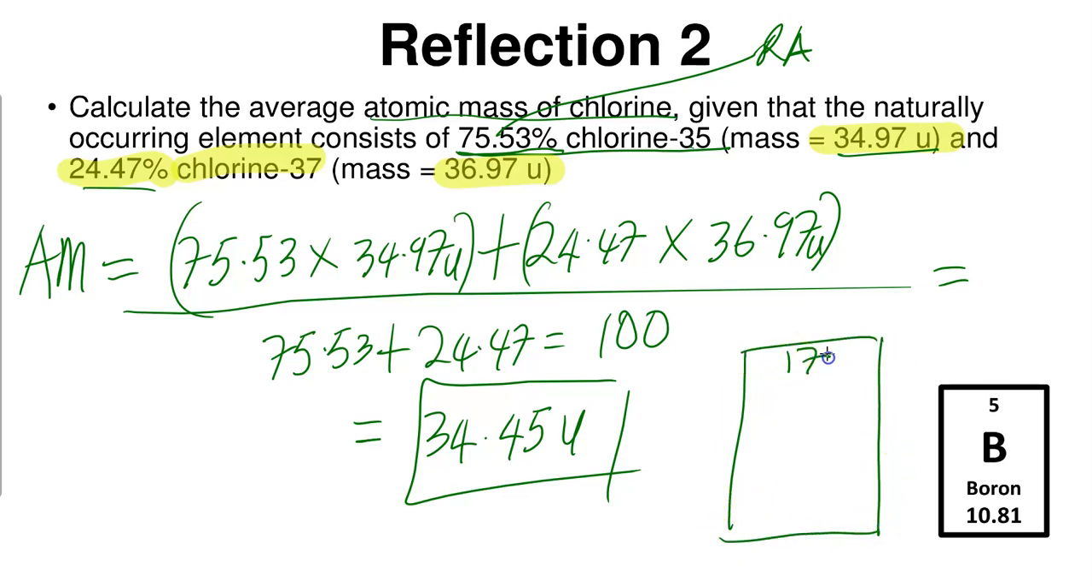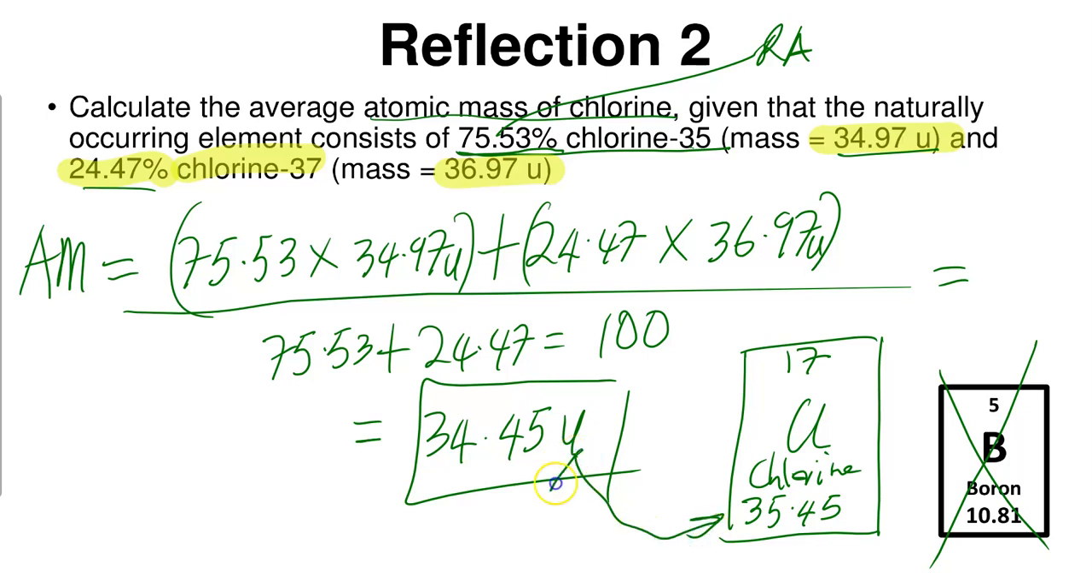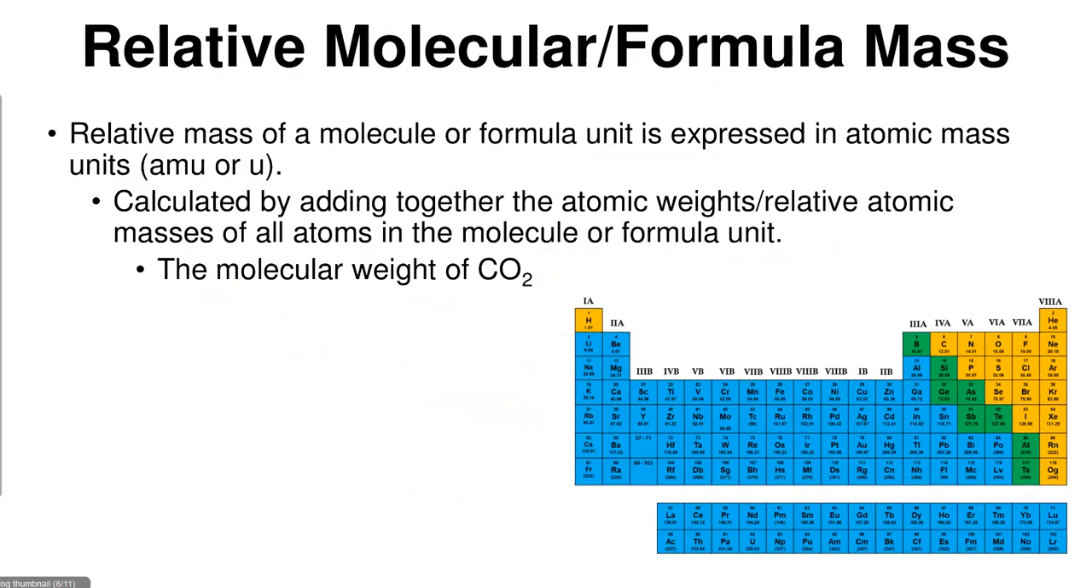So 17 on top, which is the atomic number, you're going to have chlorine. And then finally, you're going to have 35.45. So this is not chlorine, just strike that out. So our number agrees with what we have in the periodic table, showing that we're actually very correct in our calculation. And that takes us to the next slide.